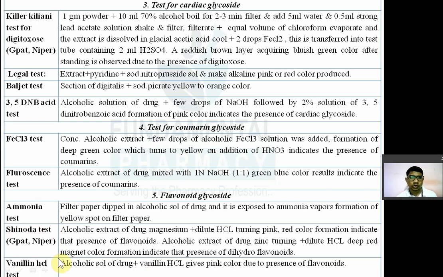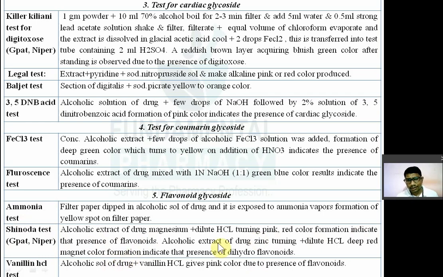Now the Shinoda test, they have already asked a question on this. Take an alcoholic extract of the drug, add magnesium, then add dilute hydrochloric acid. You will get a pink or red color formation. That indicates the presence of flavonoid glycosides.